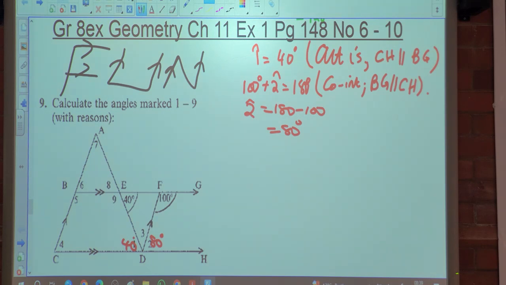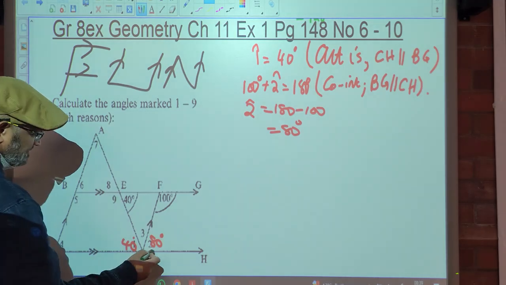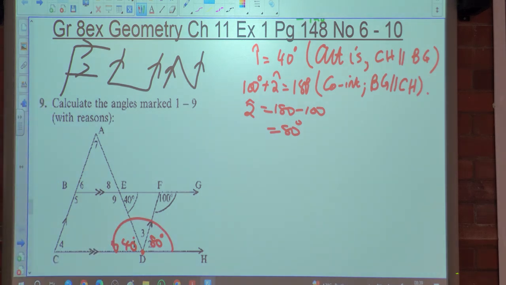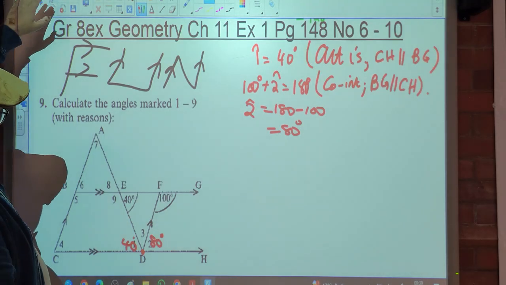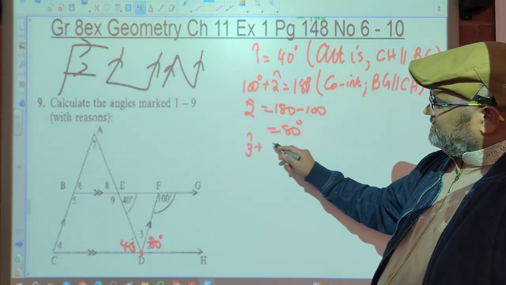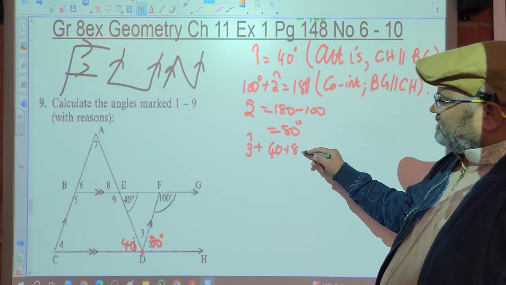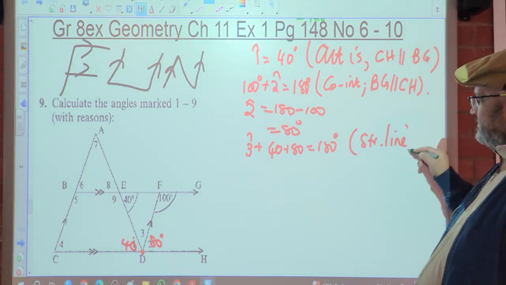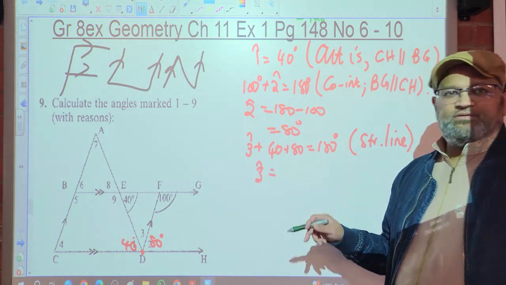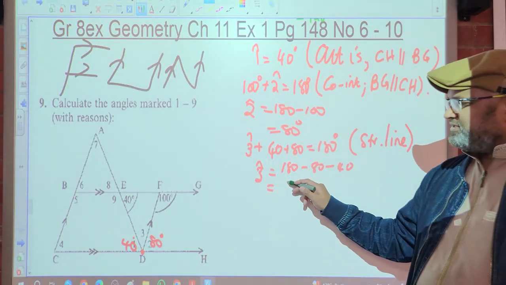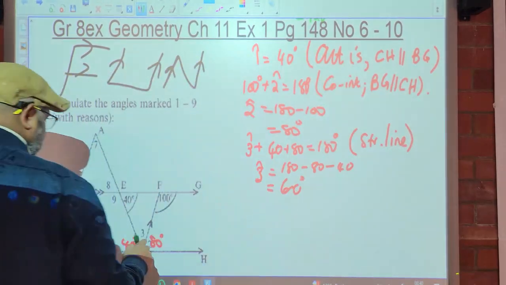Angle 3. Yes, Michael? Angles on a straight line. You all see that, people? Shading the vertex D. It's angles on a straight line. So we're going to say that angle 3 plus 40 plus 80 is equal to 180. This is the straight line. So angle 3 is equal to 180 minus 80 minus 40, which is 60 degrees.